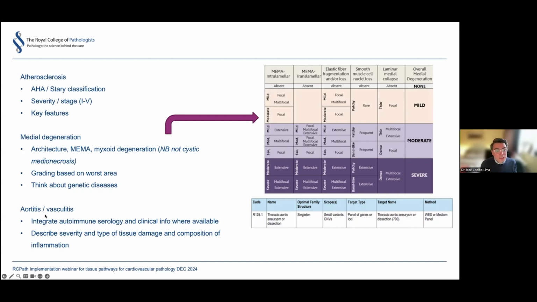And in terms of aortitis and vasculitis, therefore inflammatory aortic disease, one should integrate autoimmune serology and clinical information if available, and describe the severity, the extent, and the type of inflammatory infiltrate that is present in the vessel wall.